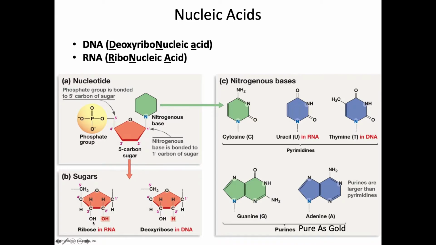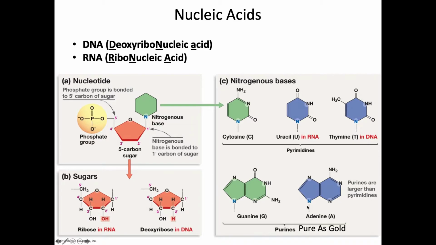And then in RNA, its sugar is called ribose sugar. This ribose sugar does have the oxygen at the second carbon. So first carbon, second carbon, it has an oxygen. That means it has a hydroxyl group at the second carbon. So it makes it a ribose sugar.